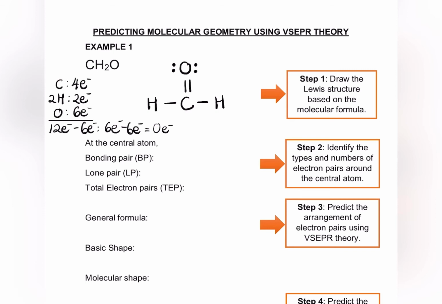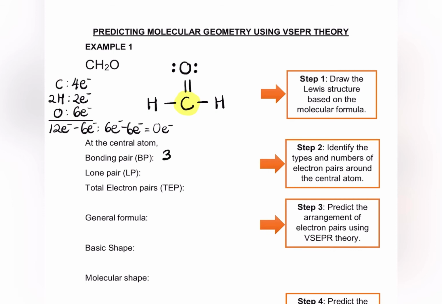And what's next? Step number 2. I'm going to identify the types and numbers of electron pairs around the central atom. So maknanya saya akan fokuskan di bahagian carbon. So hanya di bahagian carbon saja yang kita akan lihat. At my central atom, I got how many bonding pairs? So saya ada 1, 2, dan untuk double bond kita kira sebagai 1 bonding pair. So I got 3 bonding pairs total of them.